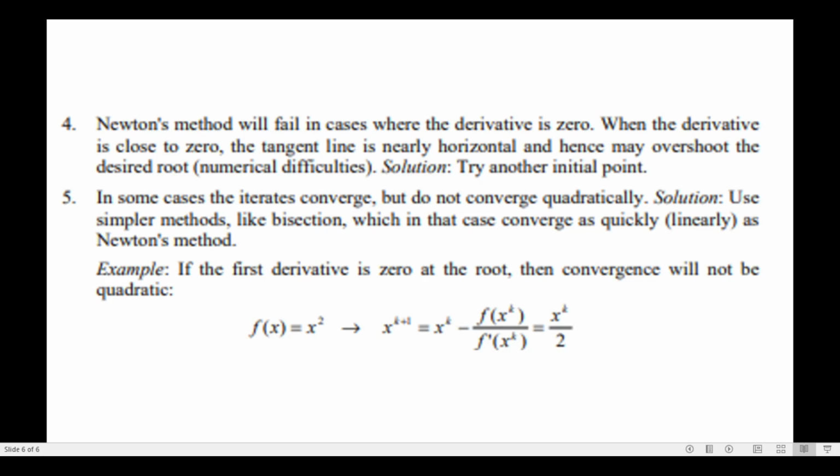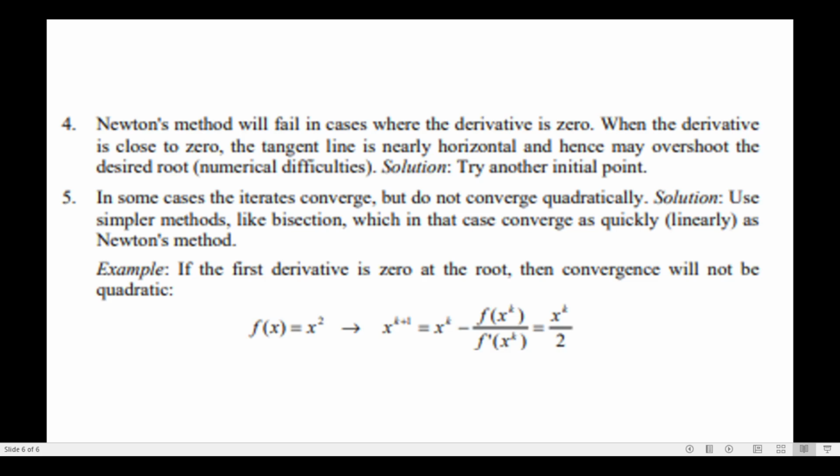Next, another con is that in some cases the iterates converge but do not converge quadratically. What will be the remedy? Use simple methods like bisection, which in that case converge as quickly as Newton's method. So it is better to apply the bisection method when the iterates converge but do not converge quadratically.